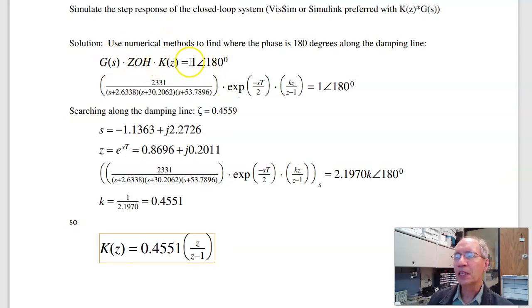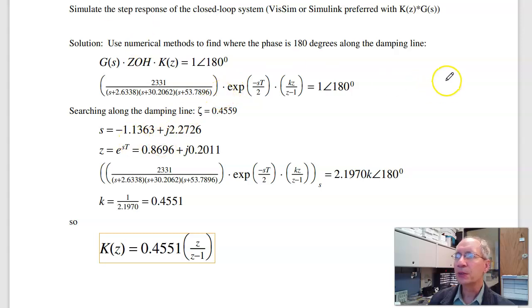What I want is any point on the root locus, G times K is minus 1. My open loop system is G of S times the zero order hold times K of Z. So this is a mixed plane analysis. As long as I can analyze it, I can still work just fine. Well, G of S, I know, that's given. The zero order hold, a good model of it is just a half sample delay. Then K of Z is just K of Z. If I know S, I know what Z is. Z is e to the sT.